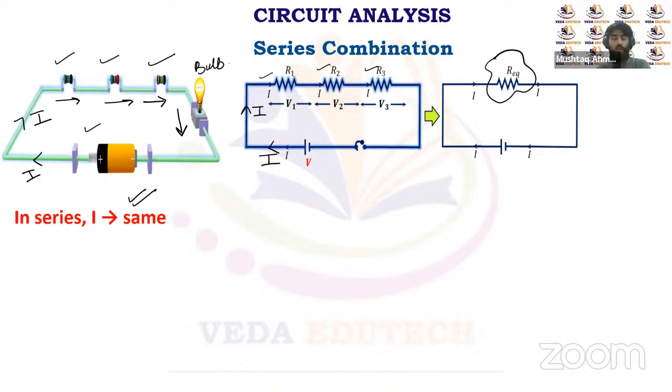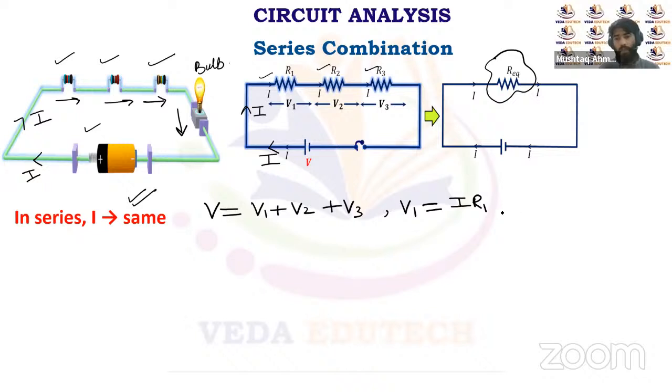So let's try to see how we can replace a series combination of resistors with their equivalent. You can see that I is the current flowing through the circuit and V is the potential drop provided by this battery. And this potential drop is distributed among three resistors here, V1, V2, and V3. So this total potential drop V supplied by the battery has to be equal to V1 plus V2 plus V3. And using Ohm's law, V1 will be I into R1, where I is the current flowing through R1.